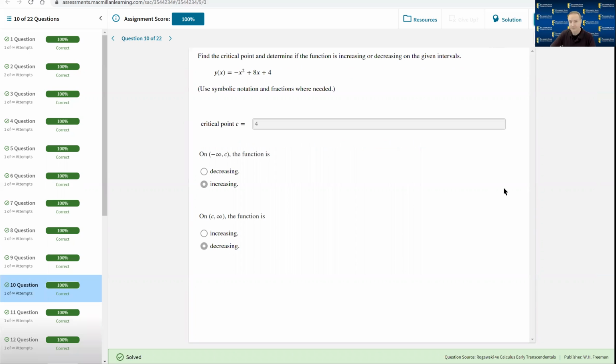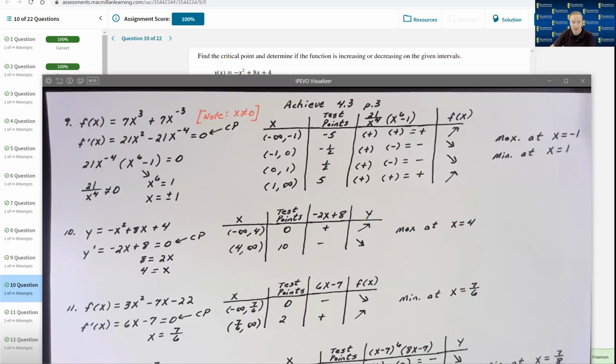Number 10, we have a simple quadratic. Y is equal to -x² plus 8x plus 4. We're trying to find the critical points, and then we're going to determine whether it's increasing or decreasing on each side of that critical point. Now, just because we know how a negative parabola is, its only critical point is going to be a maximum. So you know it's going to be increasing before it and decreasing after it. So you could answer these two questions without any calculus knowledge whatsoever. But let's use the calculus knowledge.